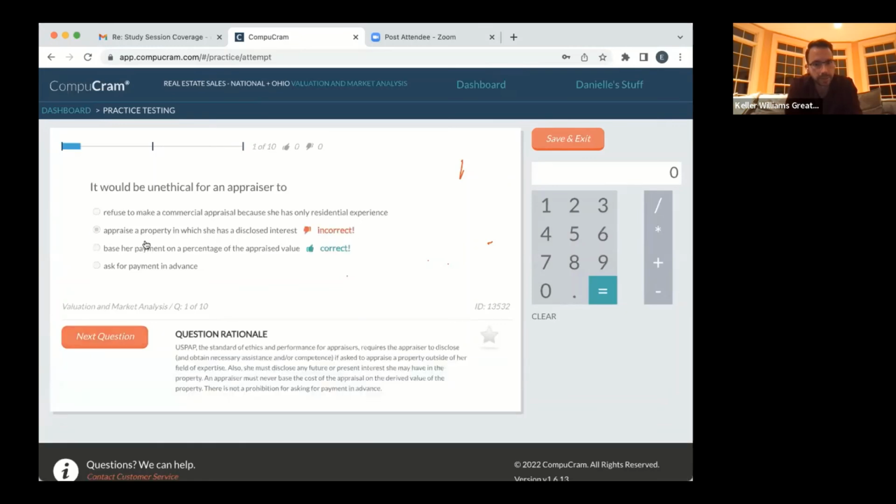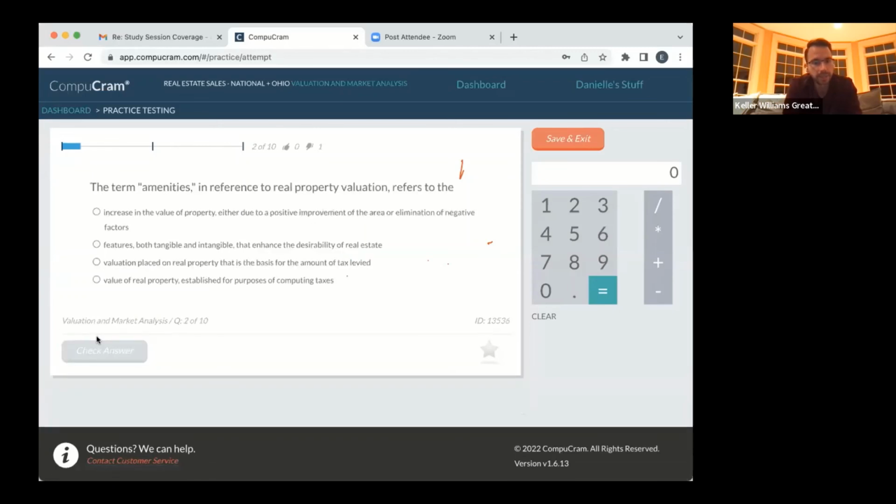B is not correct. Appraising a property in which she has disclosed interest is okay to do. Basing her payment on a percentage of the appraised value, of course, is just incentive. Bias kicking in. The higher the valuation of the property, the more money she would make. That would not be a good thing to have. That would be an inaccurate appraisal.